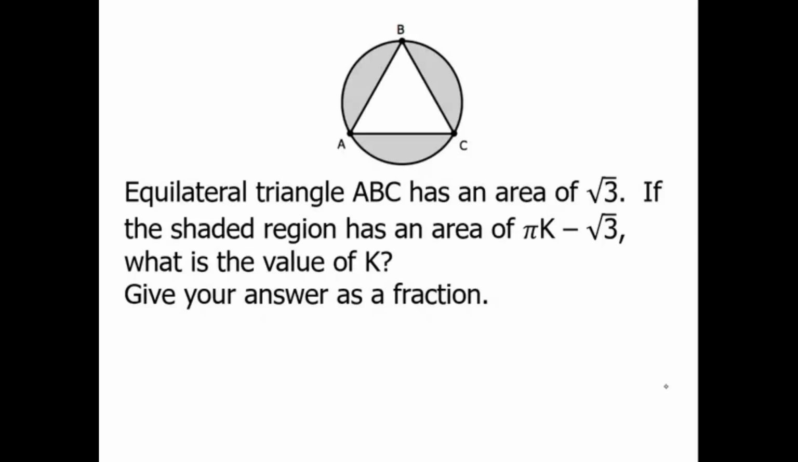An equilateral triangle has an area of square root of 3. If the shaded region has an area of pi k minus the square root of 3, what is the value of k? Give your answer as a fraction.